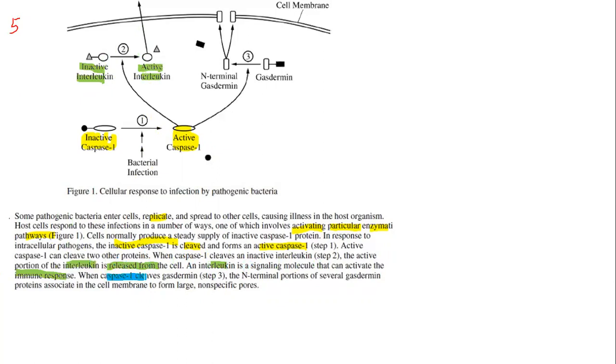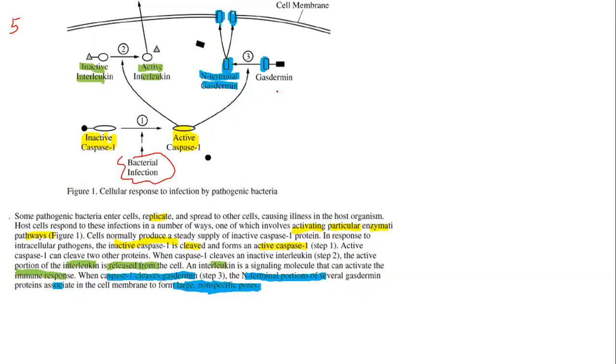When caspase-1 cleaves gasdermin, which is going to be right here, the N-terminal portions of several proteins associated with the cell membrane form large non-specific pores. So this caspase goes ahead and activates this gasdermin. It's the N-terminal, so basically it just means it's the N-terminus part of the protein. And you don't even have to get that specific, just know that this is going to activate these pores. So it forms large non-specific pores as well. All right, so that's really what's going on. So bacteria infection activates the caspase, and it can activate those two proteins.